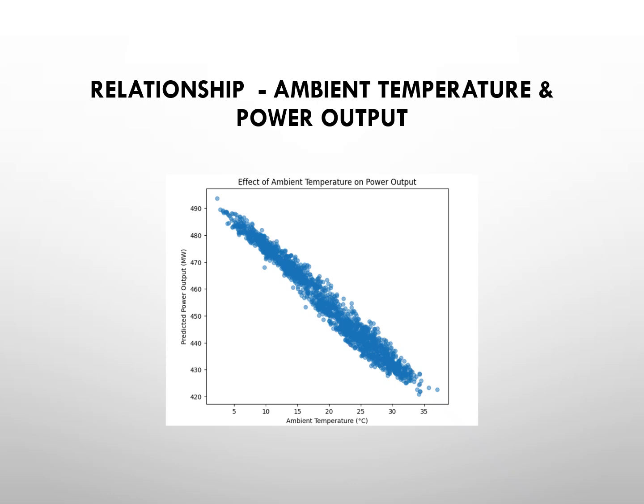This plot shows a strong negative relationship between ambient temperature and power output. As temperature increases, the efficiency of the power plant decreases, resulting in lower electrical output.